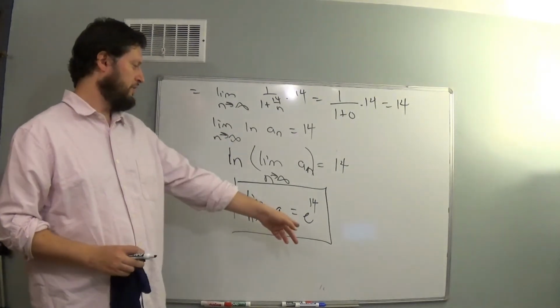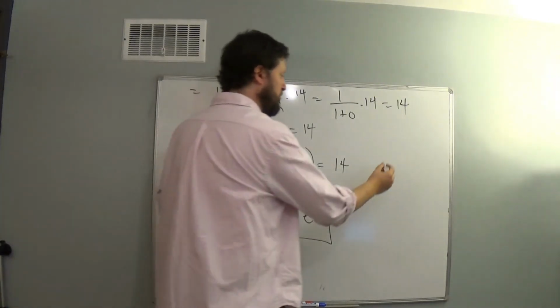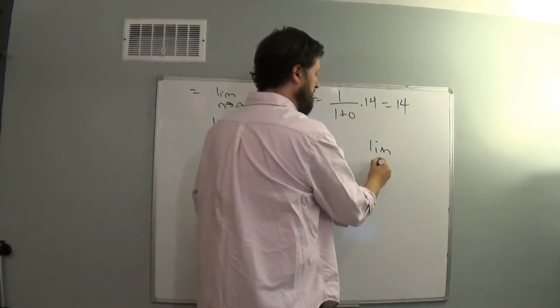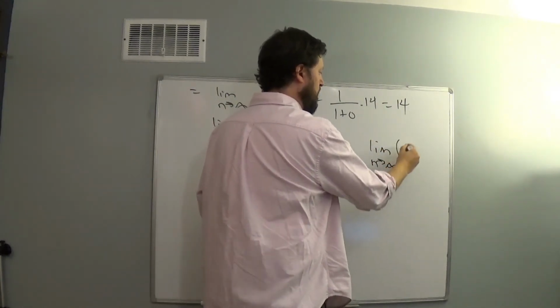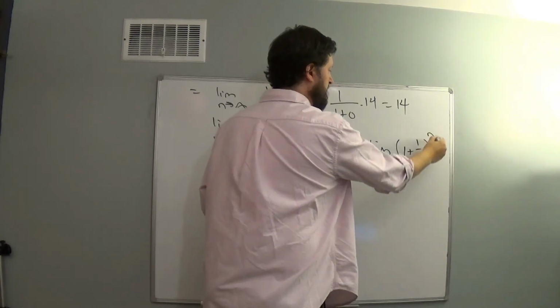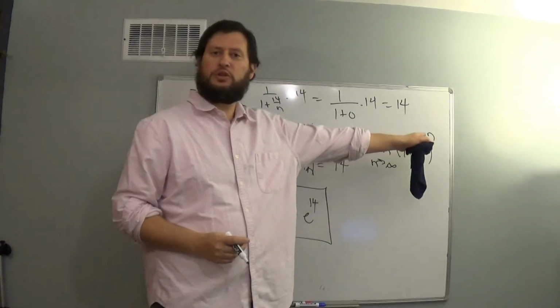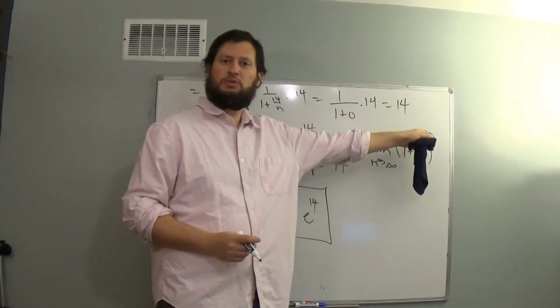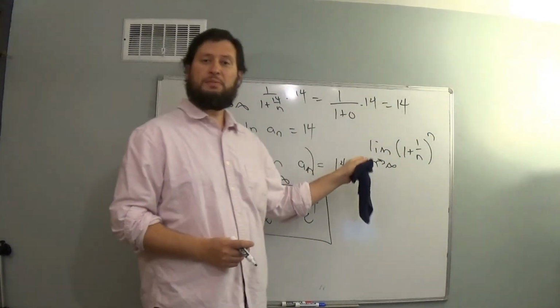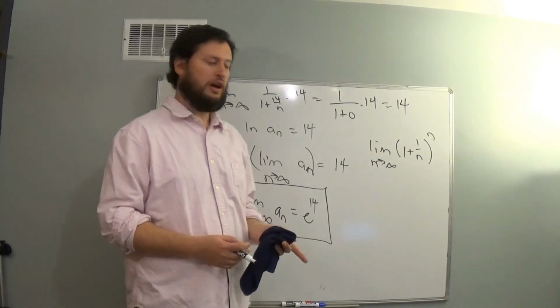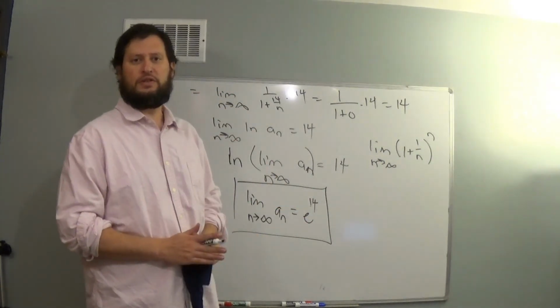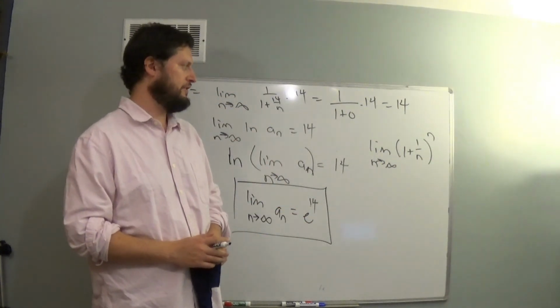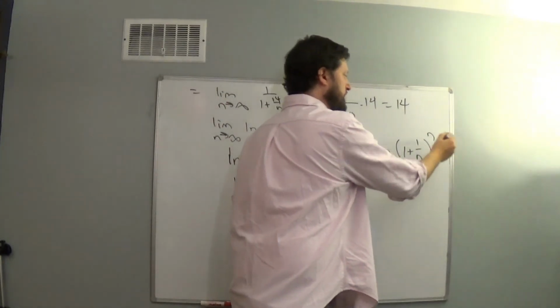You can take the limit as n goes to infinity of (1 + 1/n)^n. Well, this problem had a 14 in here, and that 14 became e to the 14. If this were 1, it would become e to the 1. This can be taken as the definition of e. This is a very important number in calculus. So this one is, in fact, e.